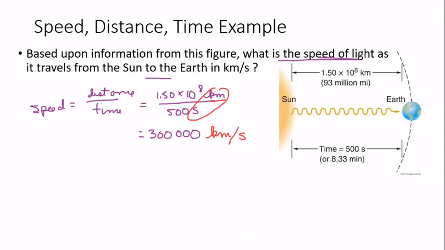Before we leave this, I'm going to pack this up in scientific notation. We have a decimal hiding over here, and I'm going to move it 1, 2, 3, 4, 5 places. So I get 3 times 10 to the 5th kilometers per second. And that is the speed of light. Notice one of the cool things is, well, we'll talk more about that later.